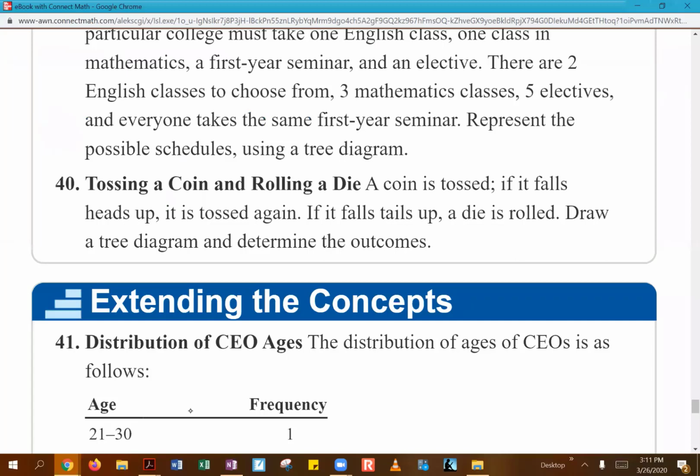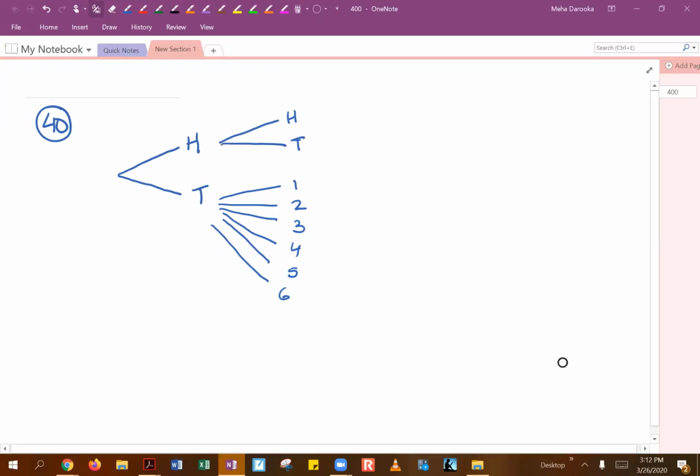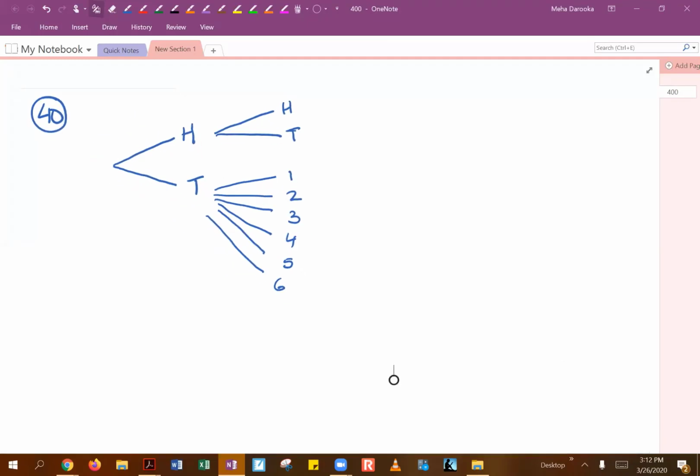Okay. So they're basically asking us to draw the tree diagram, which is what I just did, and determine the outcomes. So determining the outcomes means what are the different types of outcomes we can get. From this experiment, if we got a heads, we had to toss the coin again, which means we can get another heads from that. Or if we got a heads and we toss the coin again and we got a tails, so these would be the first 2 outcomes coming from here.